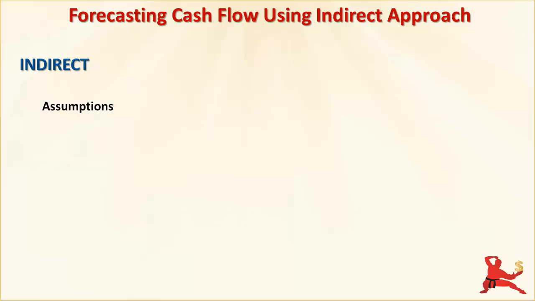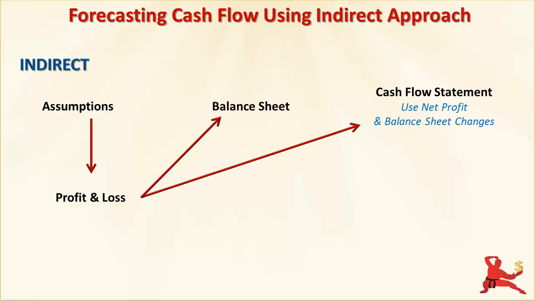We are going to use the indirect method for forecasting our cash flow. We've done our profit and loss forecast based on our assumptions about expected sales and expenses. The projected net profit will feed into the balance sheet and cash flow statement. Now let's develop the rest of our forecast balance sheet based on our assumptions about debtor collections, inventory lead times, creditor payments, and so on.